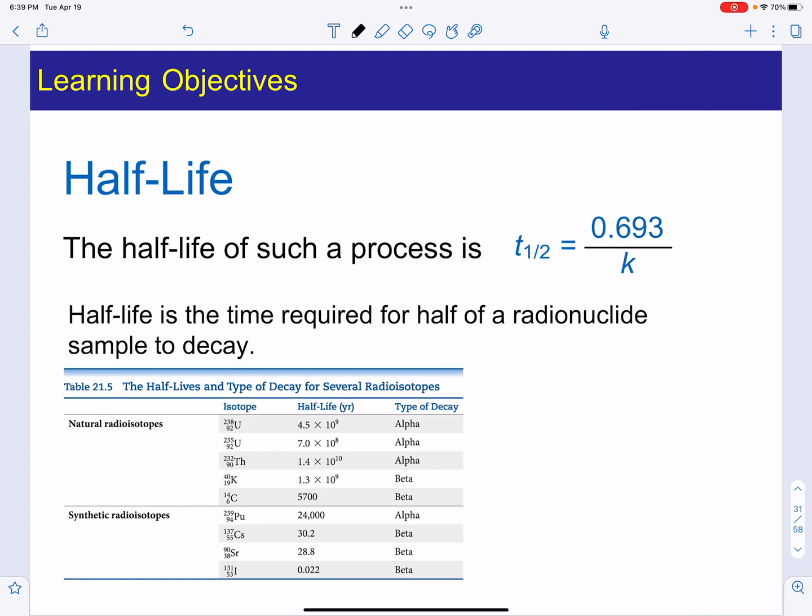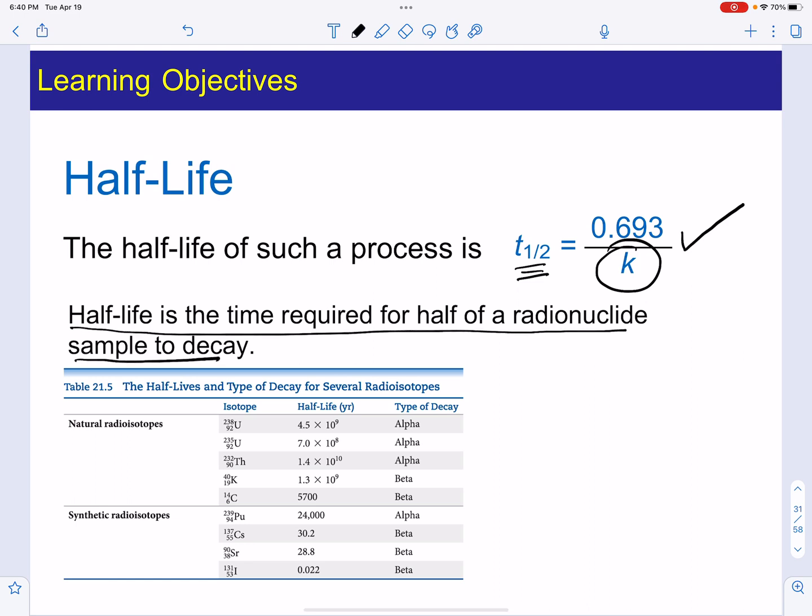So once more, this is how you measure your half-life. So that would be the formula that we use for half-life. So if you know your half-life, then you can calculate the rate constant, right? And remember, half-life is the time required for half of a radionuclide to decay.